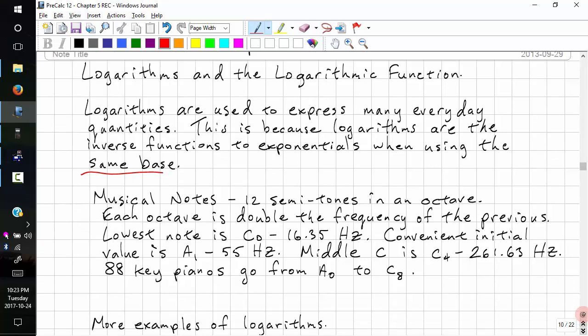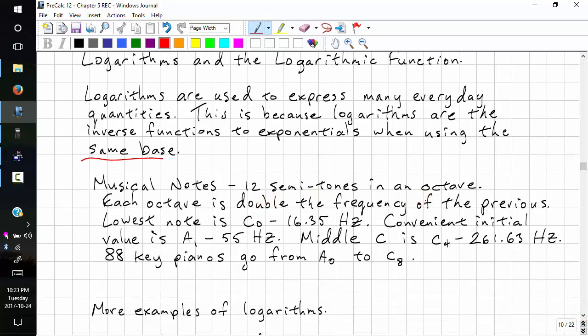Musical notes. There's 12 semitones in an octave. Each octave is double the frequency of the previous. The lowest note is C0, and that's 16.35 hertz. A conventional initial value to use is A1. It's 55 hertz. It's convenient because it's an integer. And middle C is C4. That's 261.63 hertz. And there's 88 keys on a piano that go from A0 to C8.